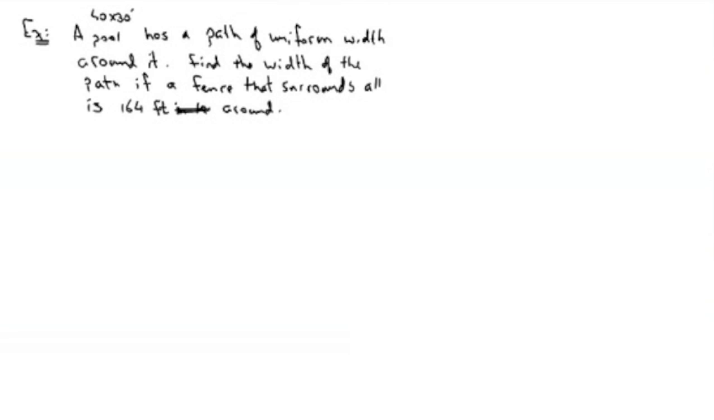All right, so here we have a pool. Its measurements are 40 feet by 30 feet. Not a huge pool, but decent size. It has a path around it, like a stone path or a cement path. It has uniform width, so it doesn't change its width as it goes around the pool. It's always a certain number of feet away from the pool. What we want to do is find the width of this path if there's a fence that goes around the whole thing, path and pool combined, and the length of that thing is 164 feet.